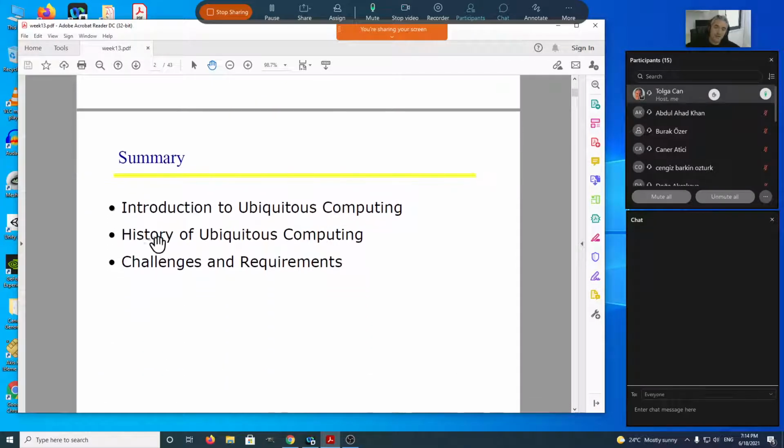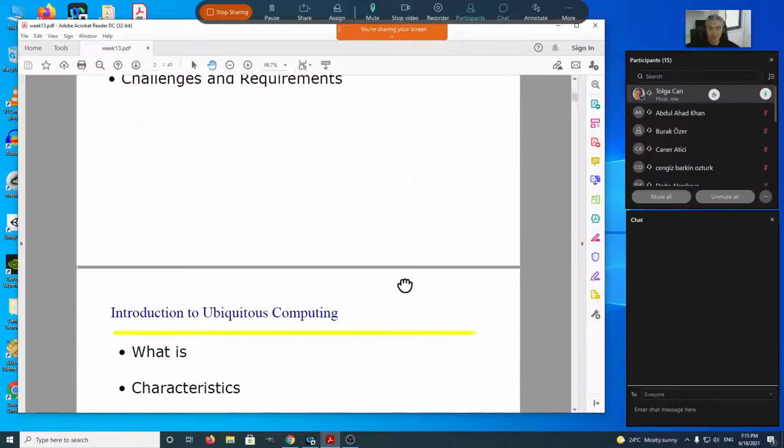Today in today's slides, I'm going to talk about some introduction to ubiquitous computing, the history of it, and the challenges and requirements. And many challenges and requirements still hold for Internet of Things, the IoT. So it will be relevant to today's topics as well.